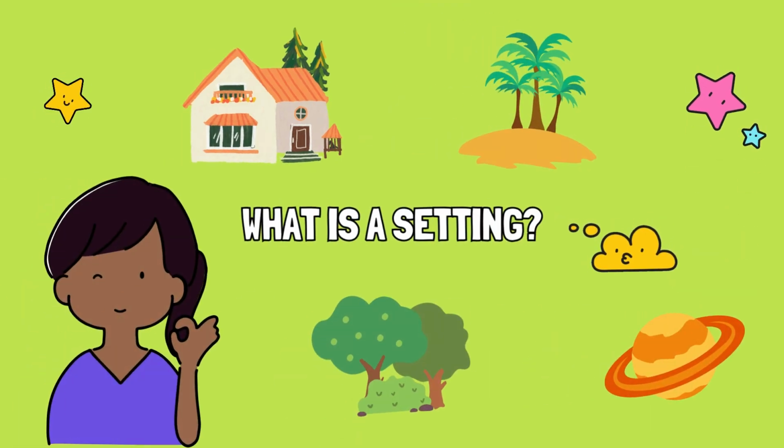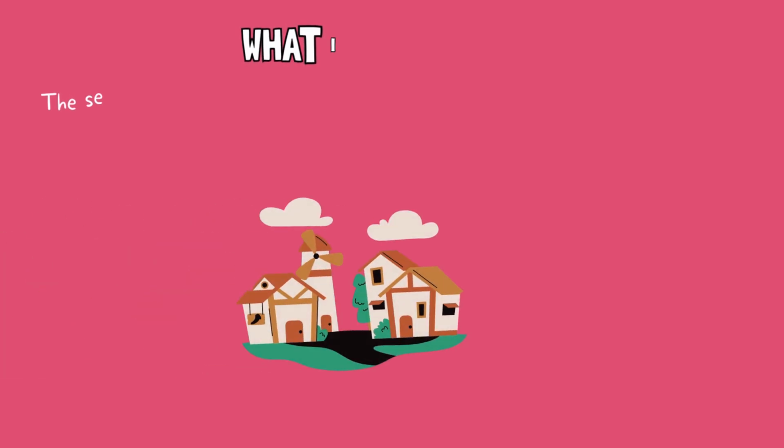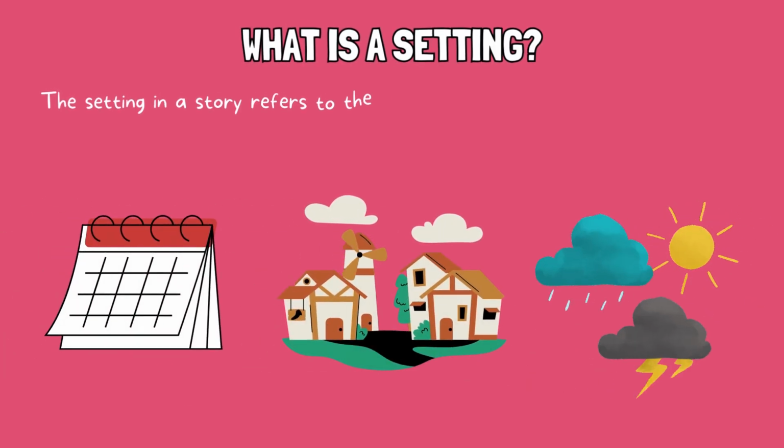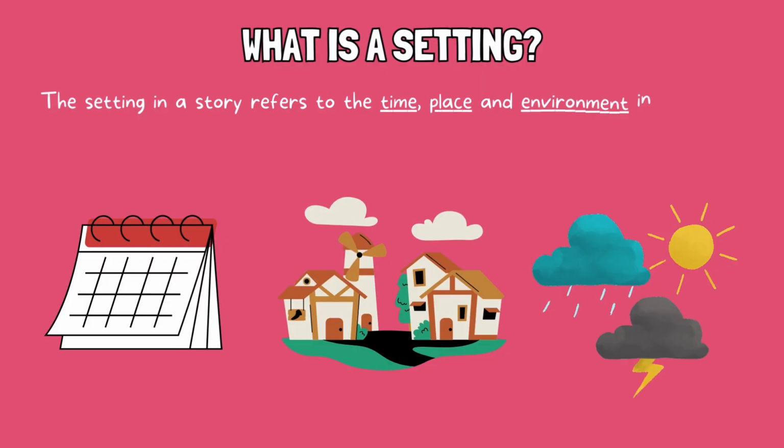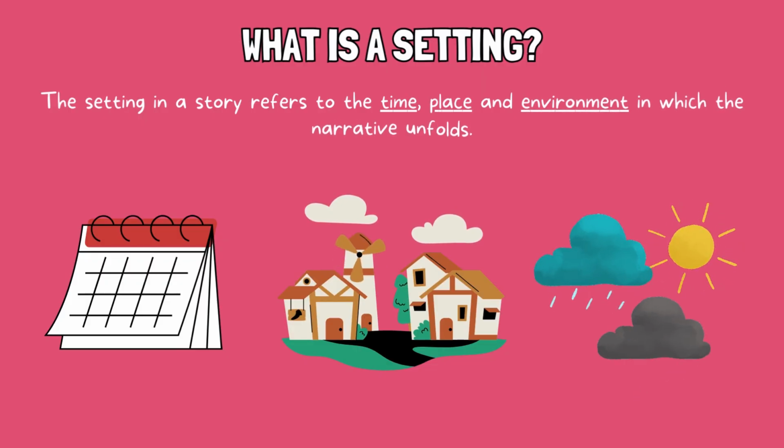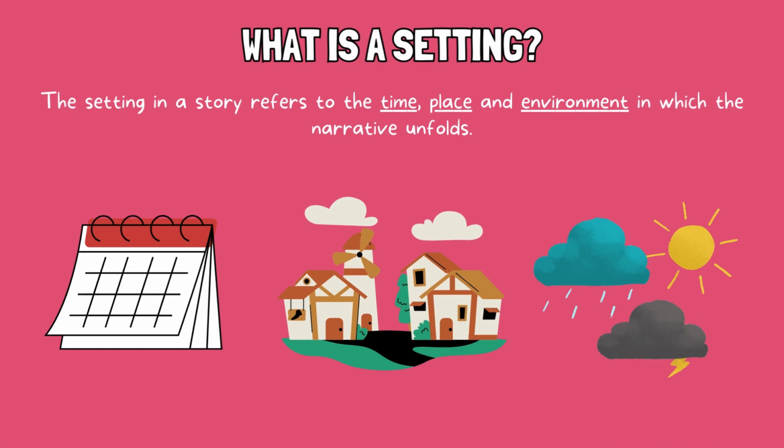Before we begin, let's explain what a setting is in storytelling. The setting in a story refers to the time, place, and environment in which the narrative unfolds. It's more than just a backdrop. It plays a crucial role in shaping the atmosphere, mood, and even the characters themselves. A well-crafted setting can be just as important as the characters and plot in bringing a story to life.